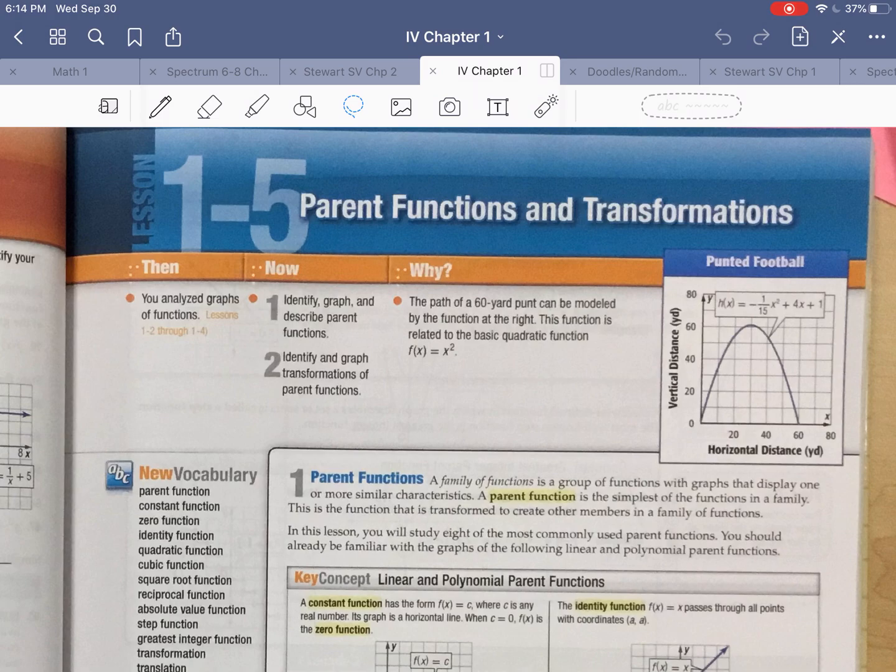We're going to be able to shift them left and right. We're going to be able to move them up and down. We're going to be able to stretch them out, make them skinnier. We're going to squish them and make them wider. We're going to be able to do all kinds of stuff. We're going to do some reflections too. So let's take a look at a few of these parent functions.